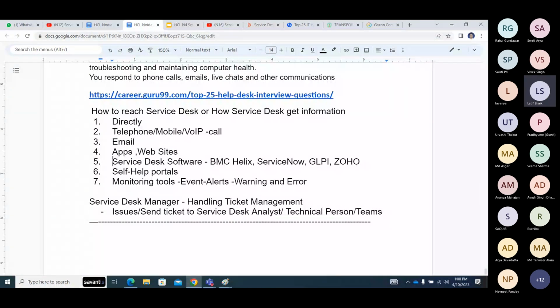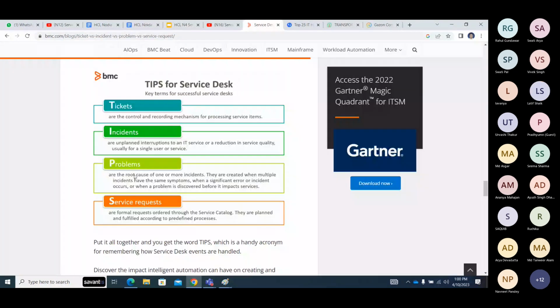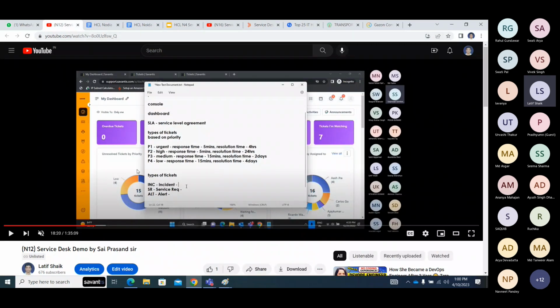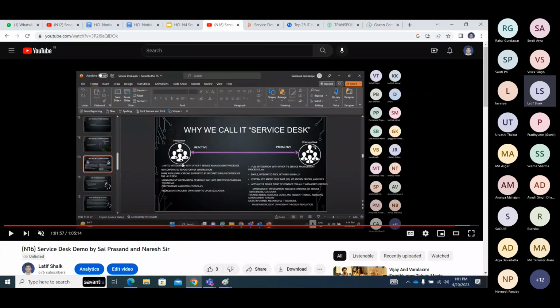Okay, service desk software like BMC Helix, ServiceNow, Zendesk, Zoho, Jira. There are so many, like OS Ticket. These are all different service desk software that are available. To proceed with a ticket, this is Freshservice, Freshworks. And here what I showed is also Freshworks only.